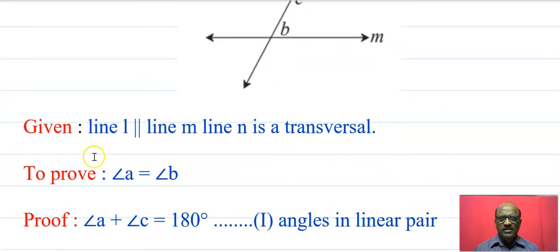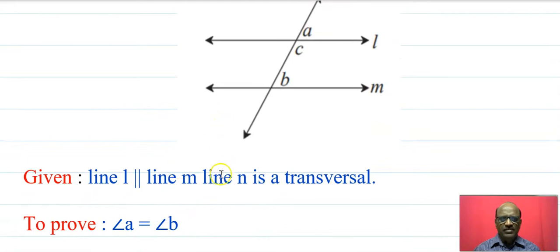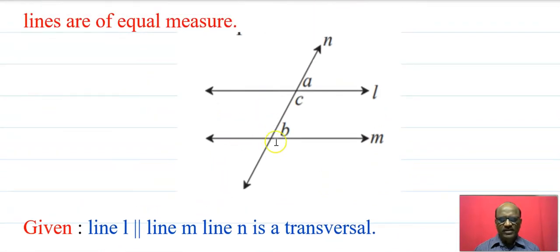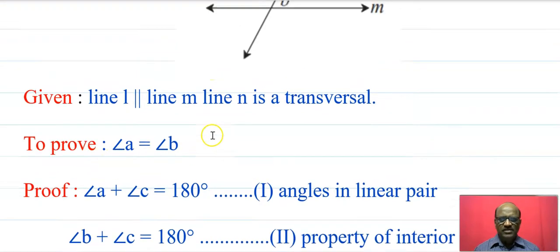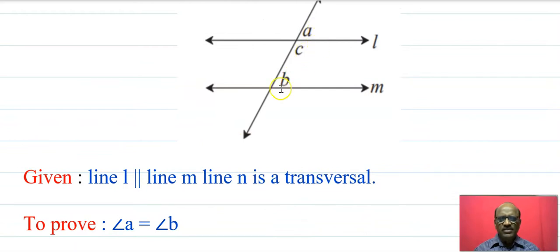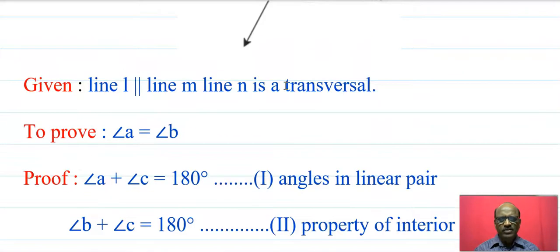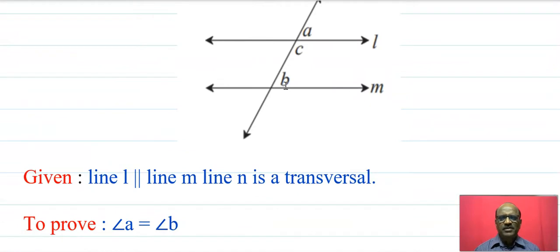Now see here. Given: line L is parallel to line M, and N is their transversal. We write this in the given. What we want to prove, we write in the proof: the measure of angle A is equal to the measure of angle B. This we want to prove. It's a very interesting and simple theorem.